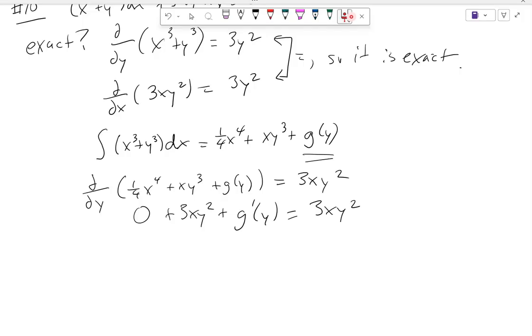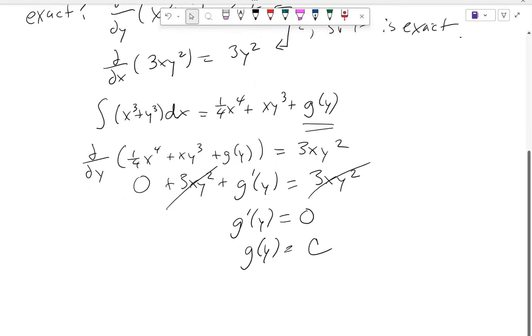Okay. All right. Notice in this case it does, right? This cancels with that. And we just get g prime of y equals 0. Well, if the derivative of the function turned out to be 0, what did the function have to be to start with? Constant, yeah. So it does turn out just to be an arbitrary constant.